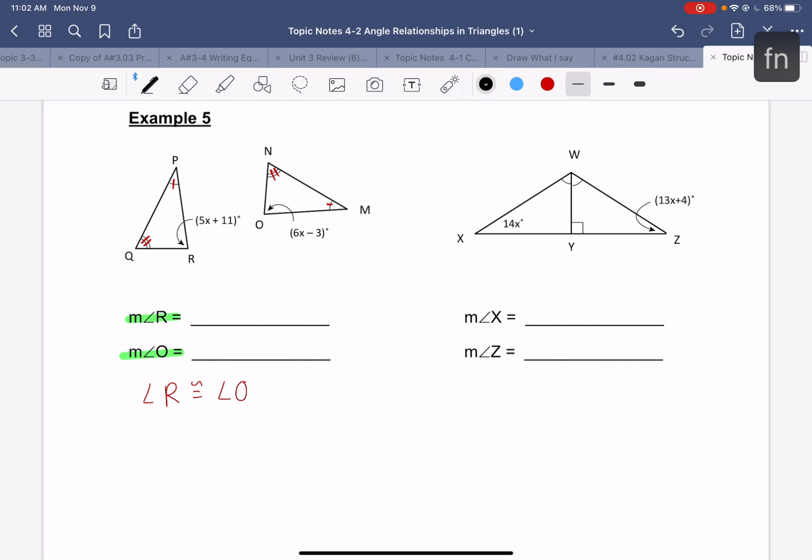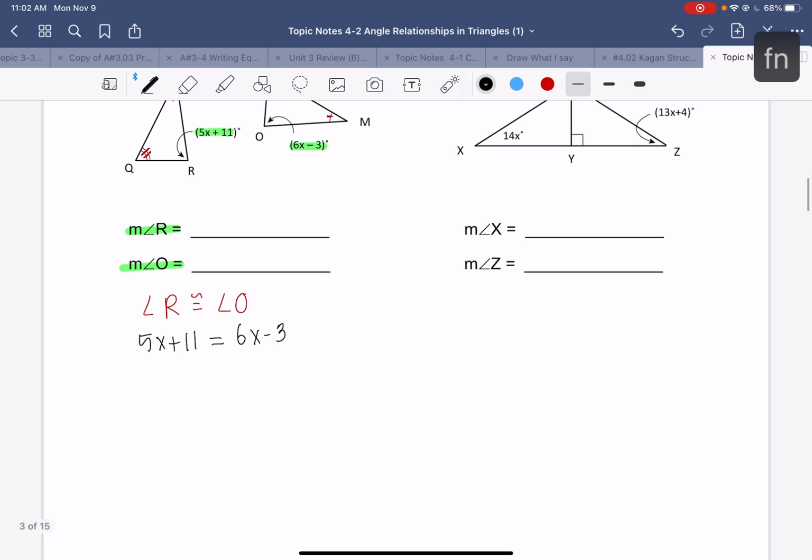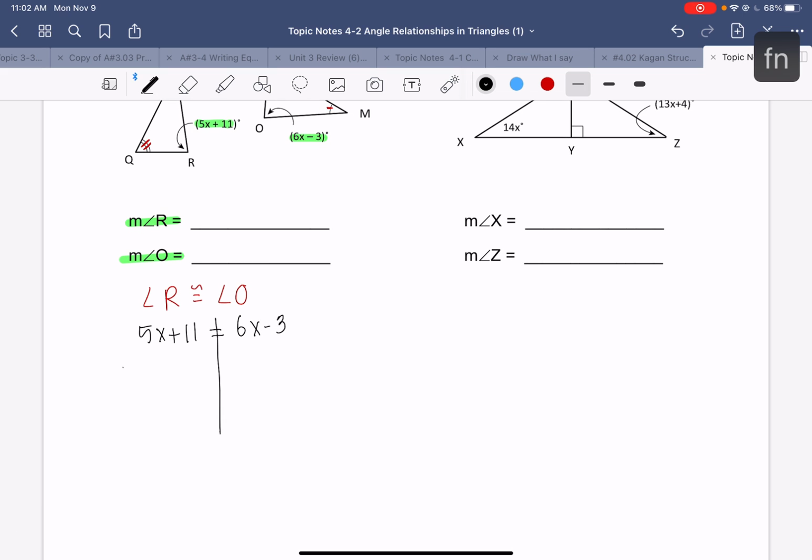We're going to plug in the values that it gives us for the angle measures and solve for x and then plug it back in. So because angle R is congruent to angle O, angle R is 5x plus 11. I'm going to set it equal to angle O, which is 6x minus 3. And then I'm going to solve. So I'm going to subtract 5x. I'm left with 11 equals 1x minus 3. Add 3. 14 equals x.